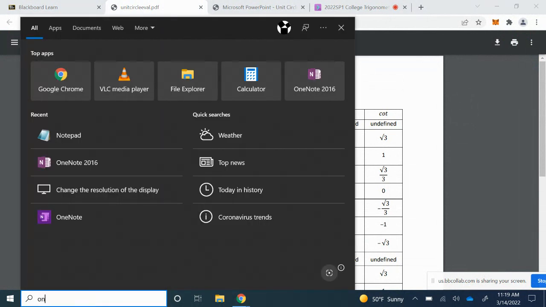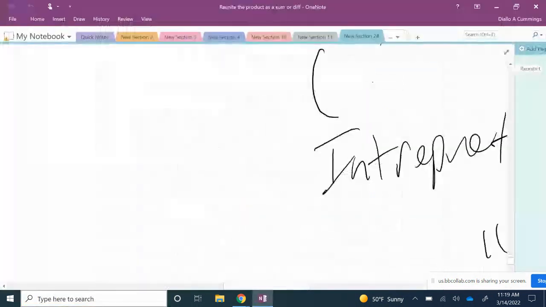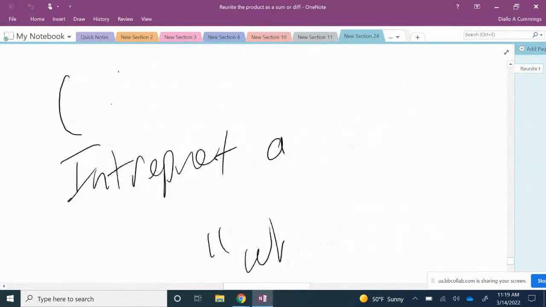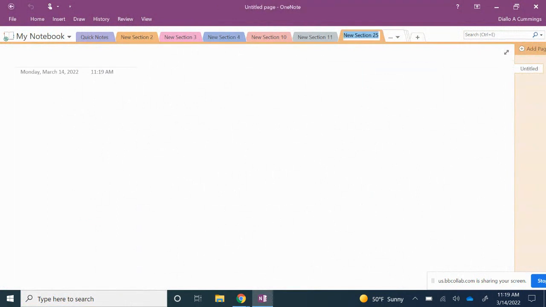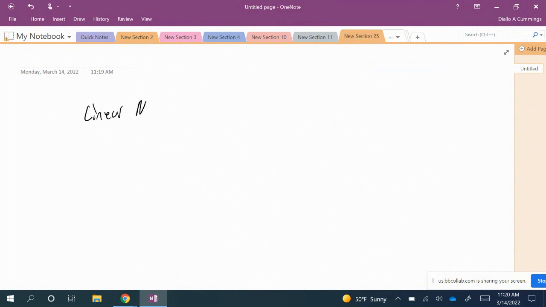And I'm going to bring up OneNote. Okay, and I believe the last time we left off, we talked about the linear method. We talked about a linear method again, just as a quick review.